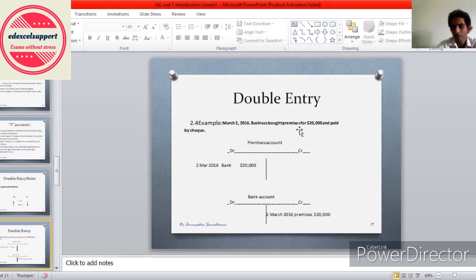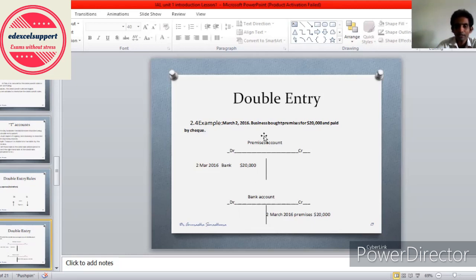Now, from this transaction, you identified two accounts. They are the premises account and the bank account. Now, the next step is to identify which one is debited and which one is credited. Premises is an asset account. The bank account is also an asset. It is money in the bank.